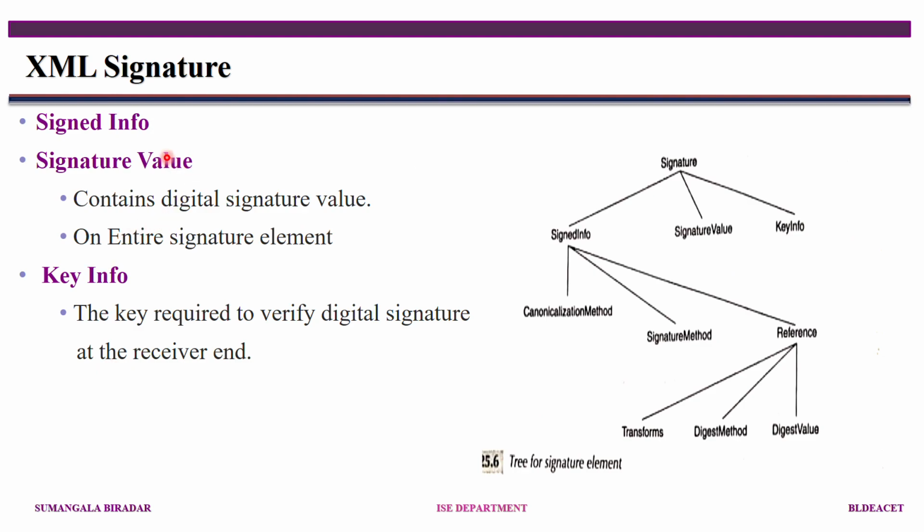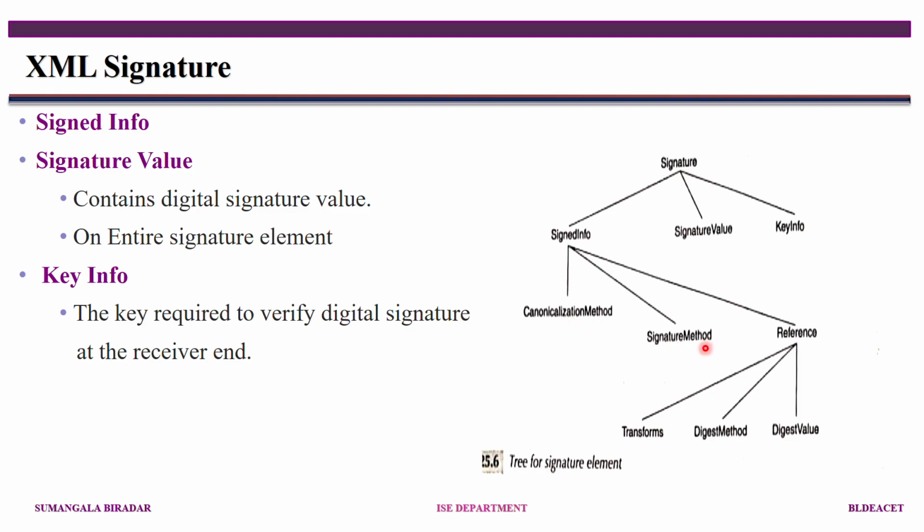For providing security, one way is using token types, that is, you generate security tokens, and those security tokens provide the security. One more is XML encryption, and another one is the XML signature. XML signature contains signed info, signature value, and key info. Signed info contains the canonicalization method, that is the standard format. The format in which you generated the signature is specified here.